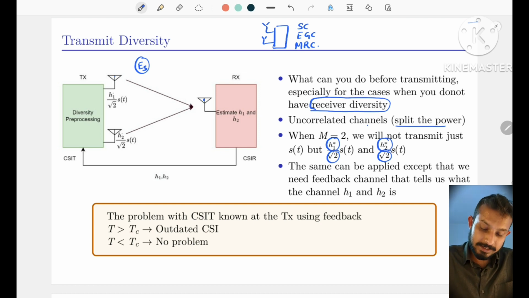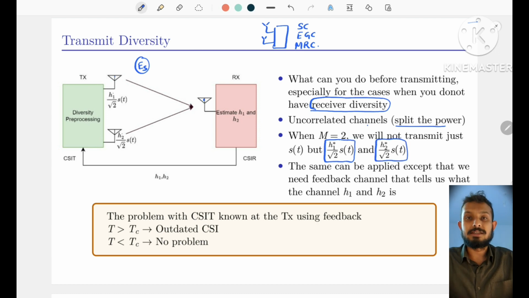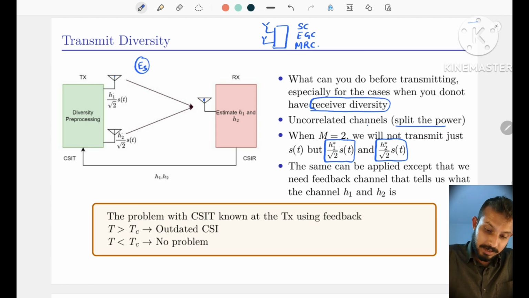And if we send the signal in this form, then only we can take the benefit of co-phasing at the receiver side. And we have studied that in case of co-phasing, if we estimate the channel accurately, then we can do something to gain the benefit. But before that, to send the signal in the form h1 conjugate divided by root 2 times s(t), what we first need to do is estimate h1 and h2 at the receiver.